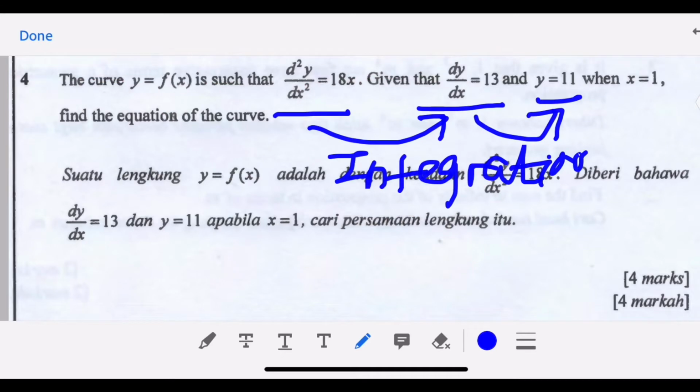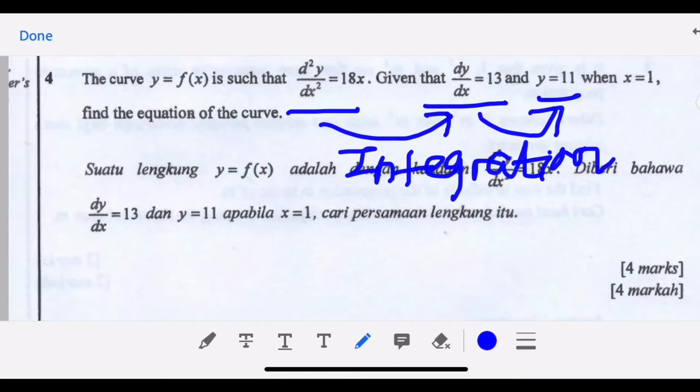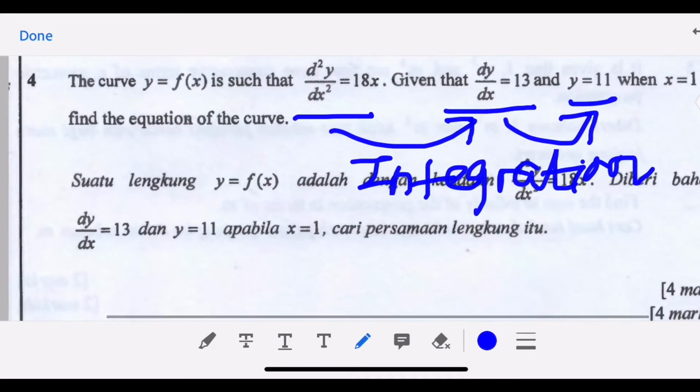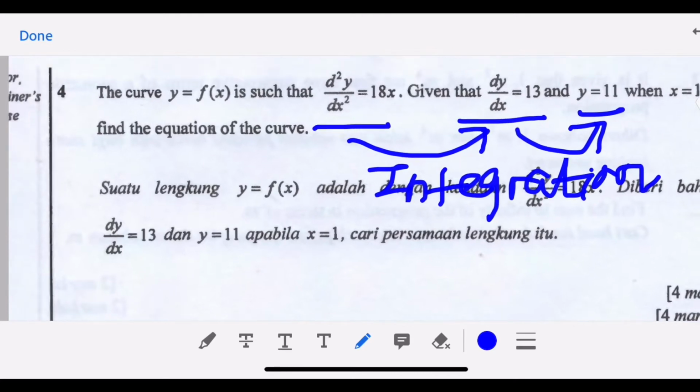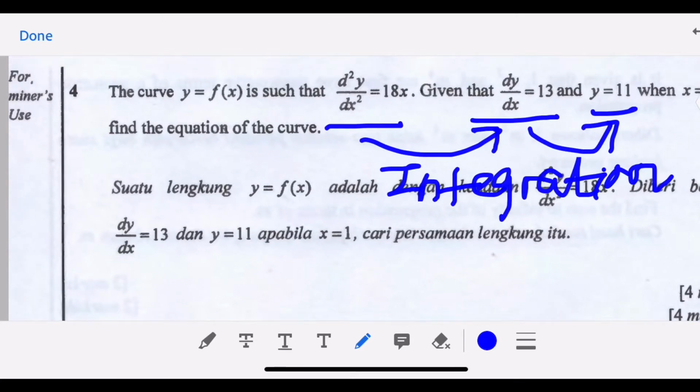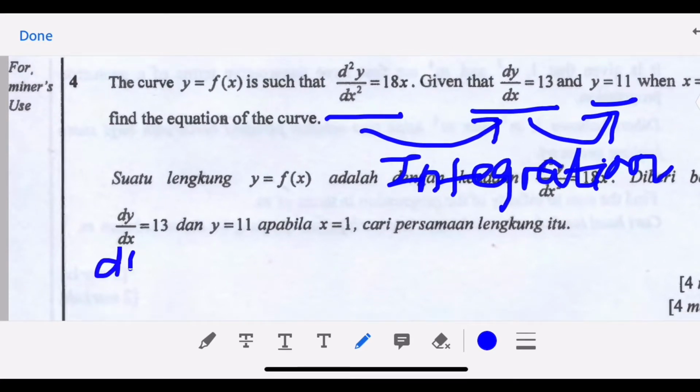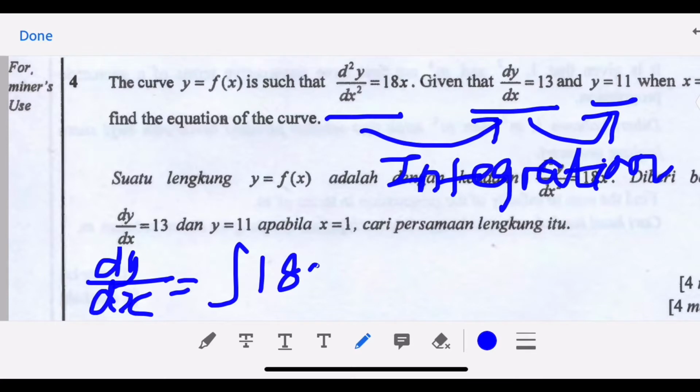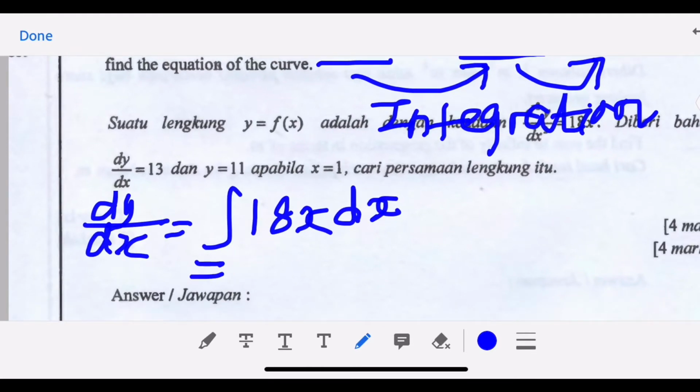Okay, for this question it looks like a bit tough. Because they give you second derivative d2y/dx squared, and they also give you dy/dx and y. So in this case, they ask you to find the equation of the curve. So we start with the dy/dx first. If we want to get dy/dx, you have to integrate your d2y/dx squared.